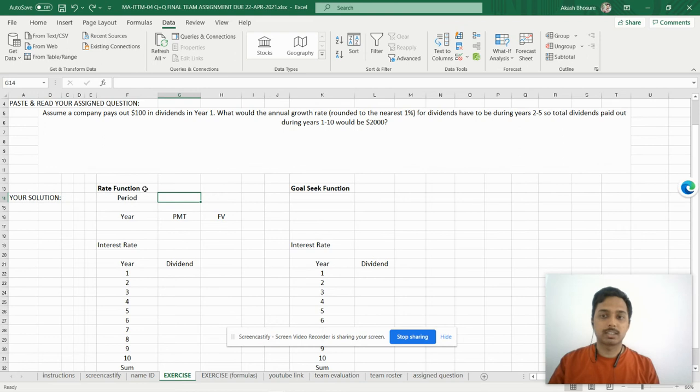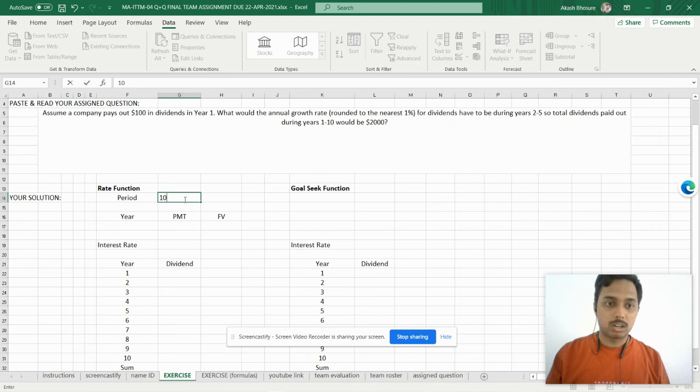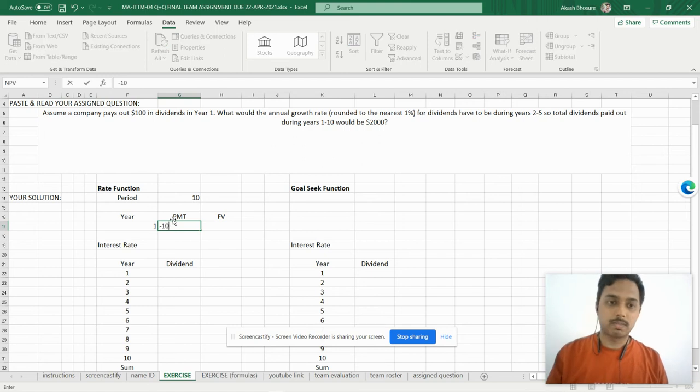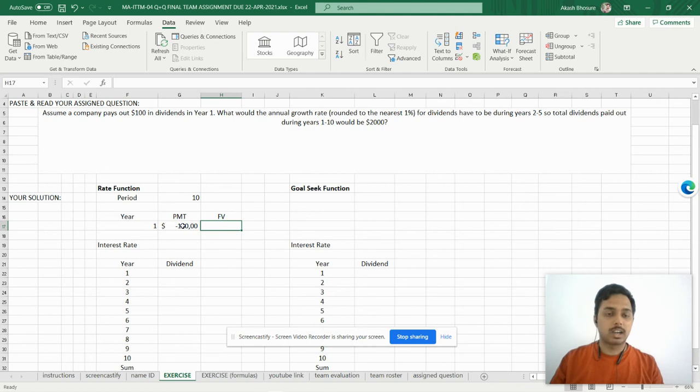In the first case, we assume that the growth rate is uniform over the 10-year period. So we will keep the growth rate uniform till the 10th year. The period is 10 years. Here the data is given. PMT is the payment for each period, it's 100. Minus is taken as it is an outflow. FV, the future value, is 1000.